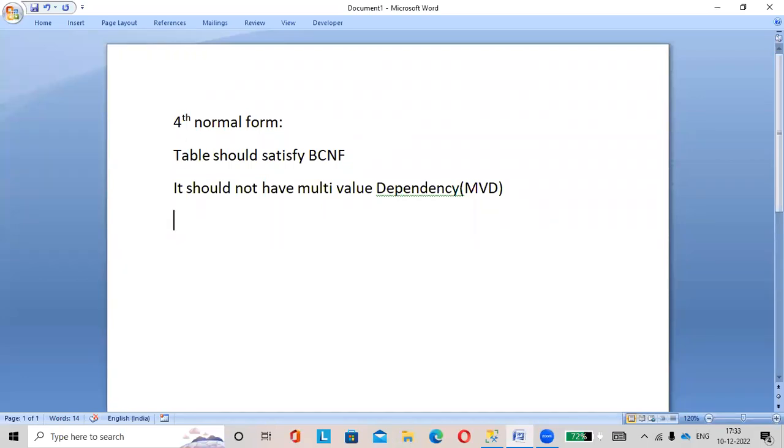What are the rules of fourth normal form? The table should satisfy BCNF and it should not have multi-value dependency. Okay. To satisfy second normal form, we removed partial dependency. To satisfy third normal form, we removed transitive dependency. Now here to satisfy this fourth normal form, we have to remove multi-value dependency.